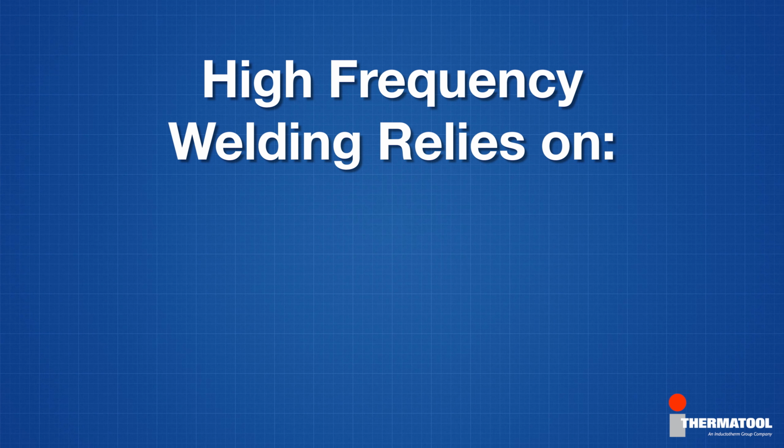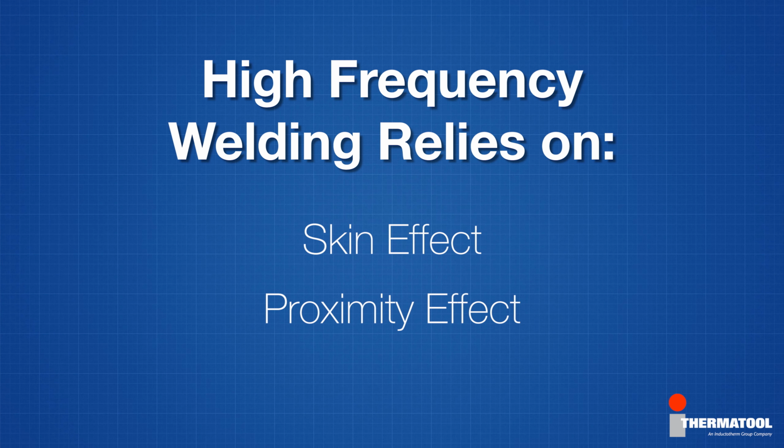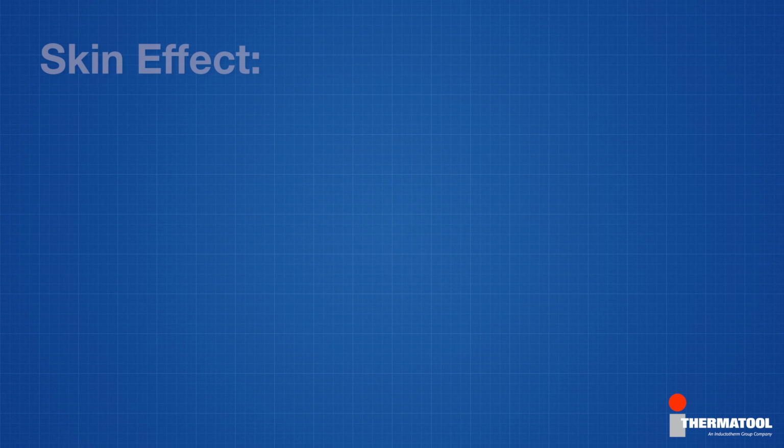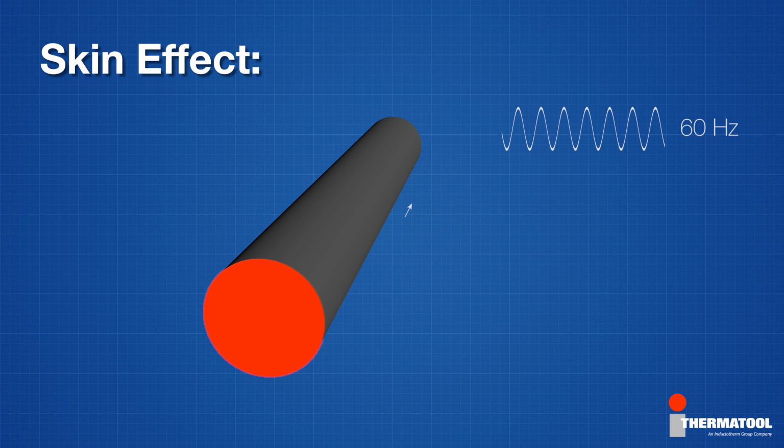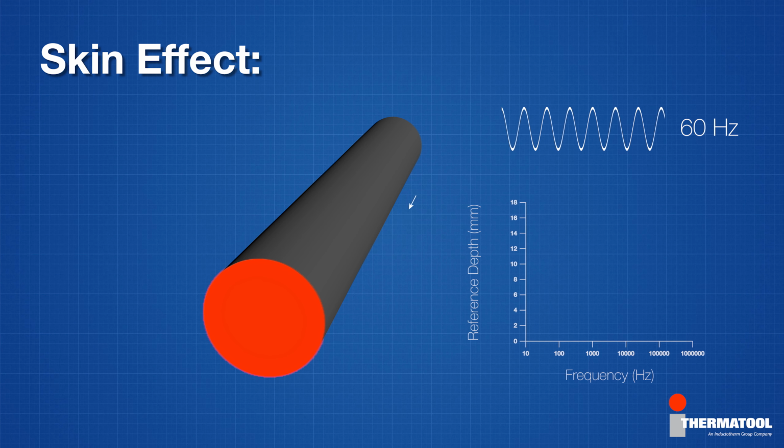High-frequency welding relies on two key electrical phenomena, skin effect and proximity effect. Here we can see a schematic illustration of skin effect. Imagine an alternating current moving along a round conductor. At line frequency, or about 60 Hz, the current flows through the entire cross-section of the conductor.